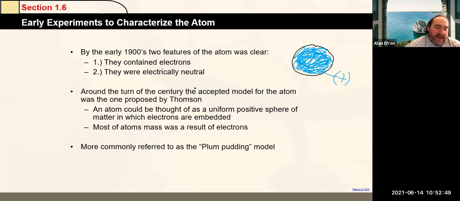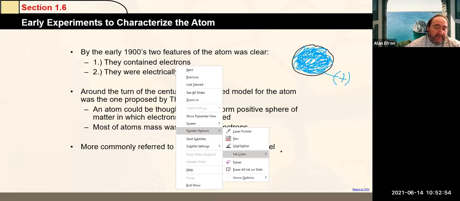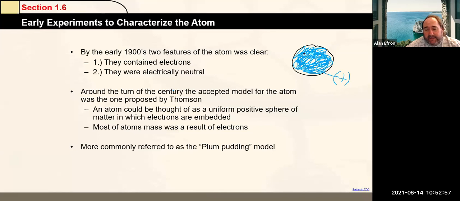Embedded inside of this positive sphere were negatively charged electrons. So you've got these negatively charged electrons embedded inside the atom, kind of like the raisins in the plum pudding, a pudding with raisins in it. The raisins looked like the electrons, and the pudding was like the positive charge of the atom. And he said that most of the mass of the atom was the electrons.